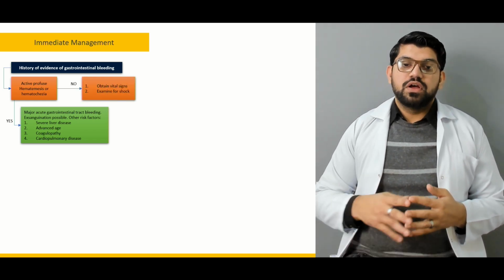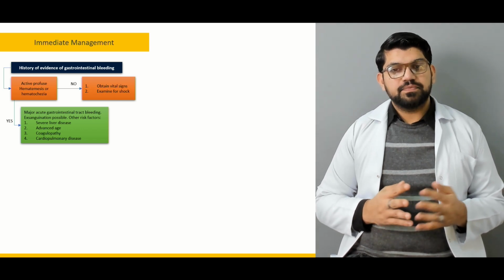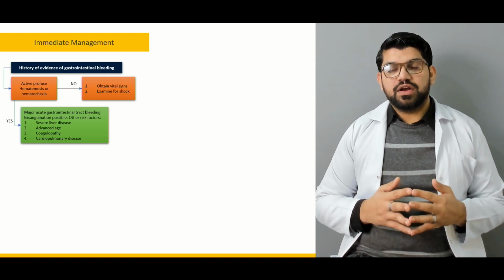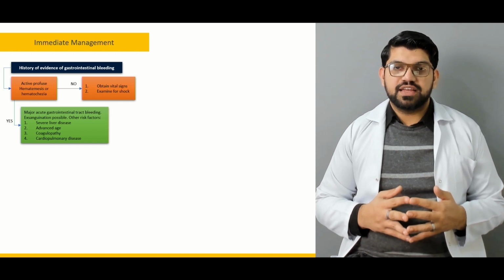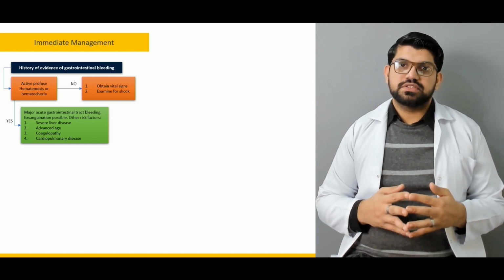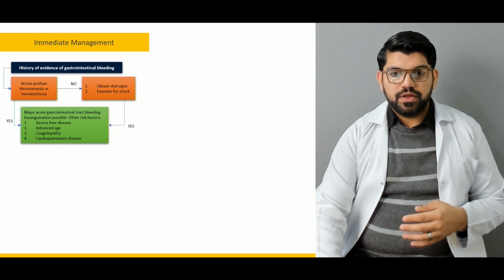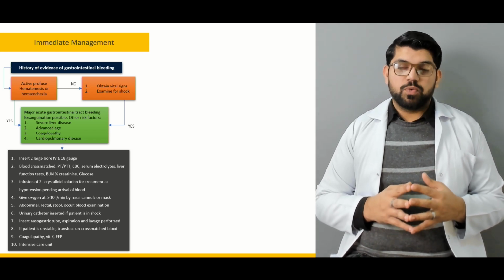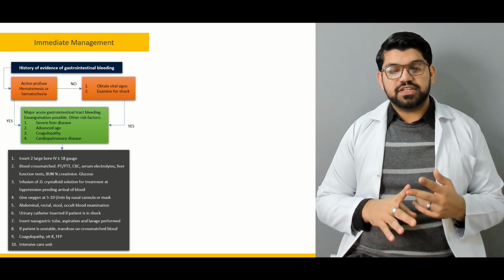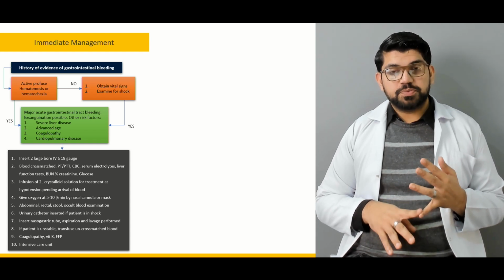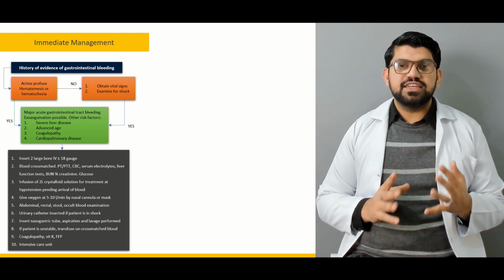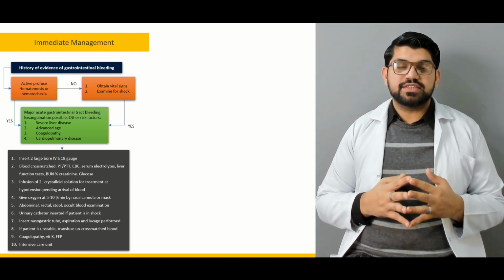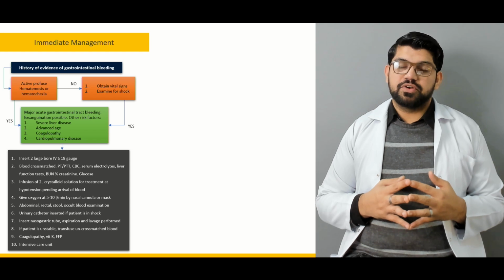If there is no active profuse hematemesis or hematochezia, obtain vital signs and examine for shock. What type of shock would occur in a patient with GI bleed? Yes, hemorrhagic shock, and that's due to blood loss. If there are signs of shock, what are the signs of hemorrhagic shock? Hypotension, altered mental status, decreased saturations, decreased pulse pressure, increased pulse rate. These are the vital signs. Cold, clammy skin. These are the signs for recognizing that this patient is in hemorrhagic shock.